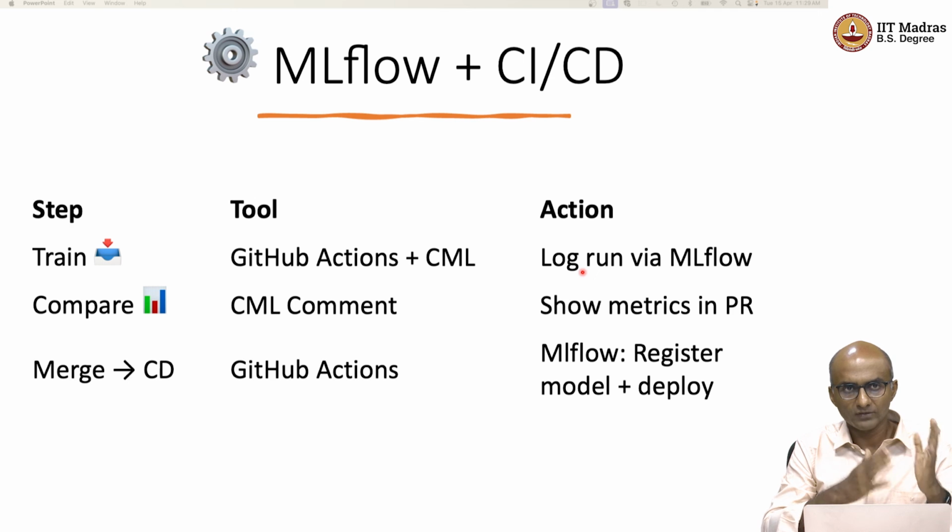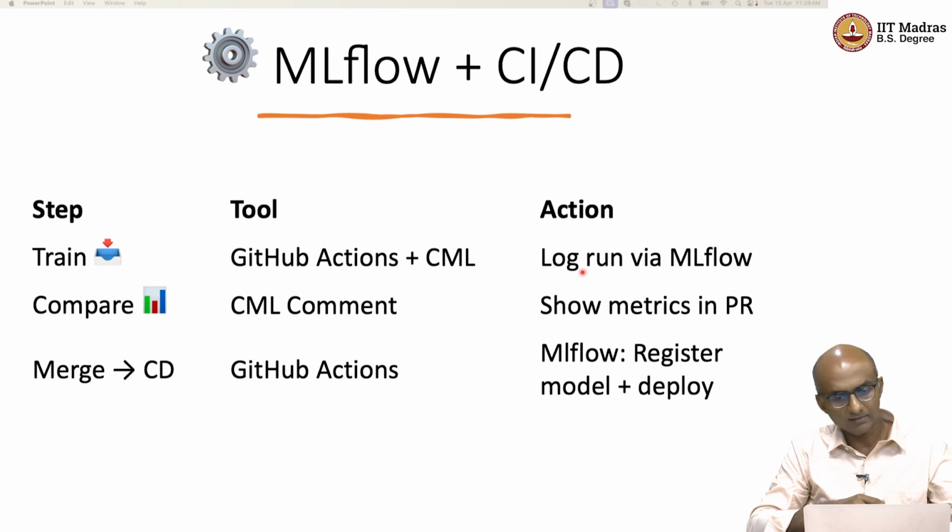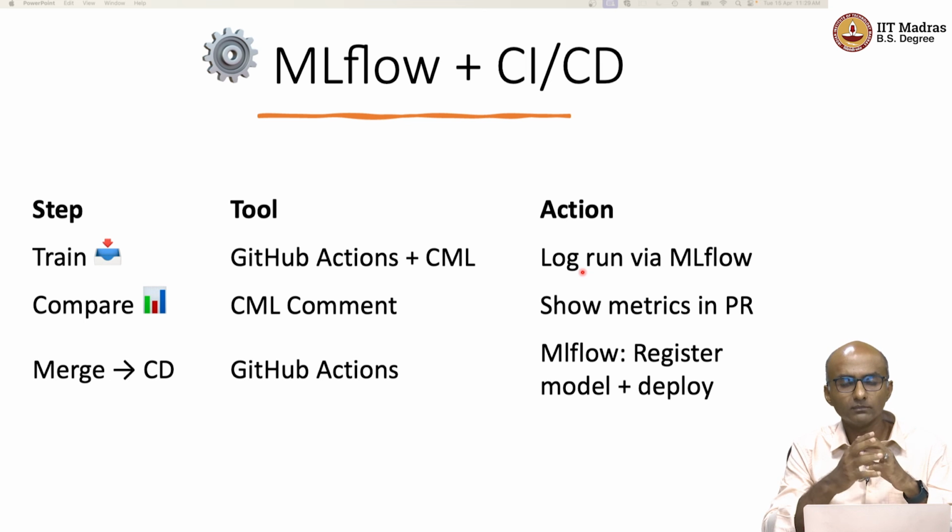For the training step, the tool that you would use is going to be GitHub Actions and CML. We saw that in last week's lecture. The action that you would use would be to log every single training run using MLflow. So you would use GitHub Actions for making the CI itself work, and then the actual logging or tracking of the data happens through MLflow.